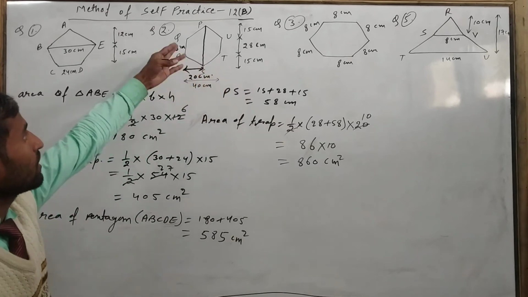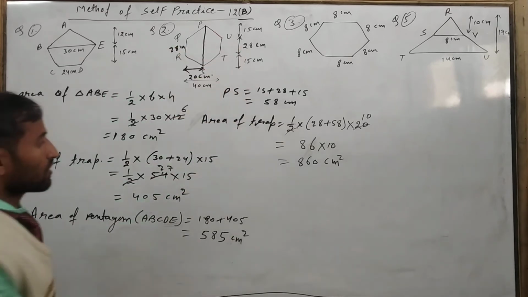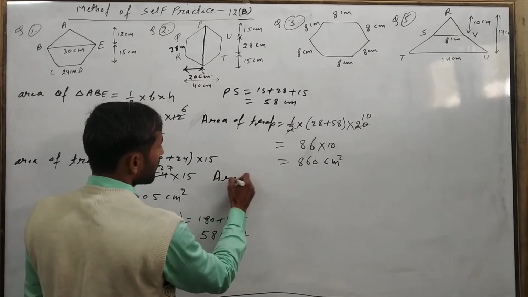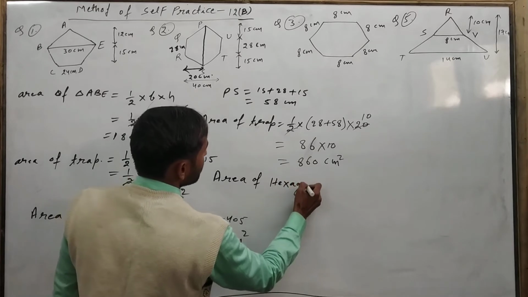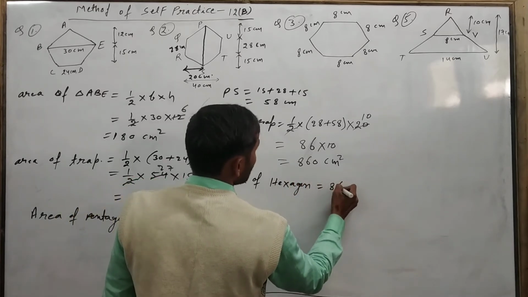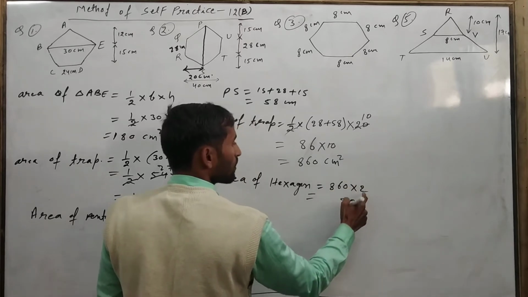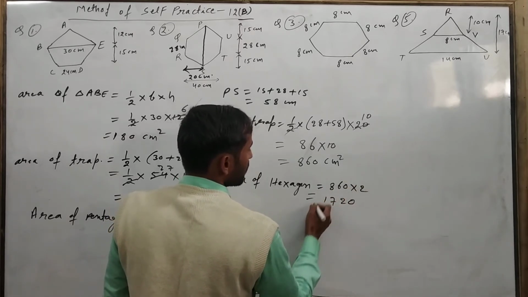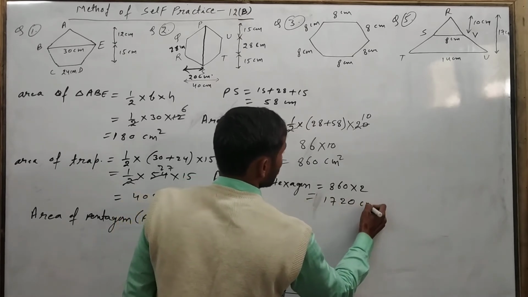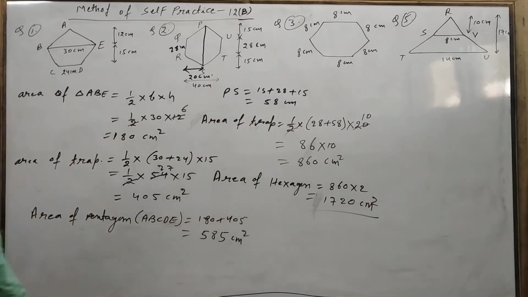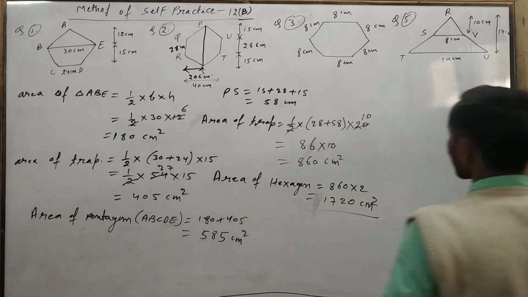It means we will double the area of this trapezium, then we will get the area of the hexagon. So directly we can write here, area of hexagon is equal to 860 into 2. So it will come 0, 6 twos are 12, carry 1, 8, 16, 17, means 1720 centimeter square. This is the final answer. Okay, so area of hexagon is 1720 centimeter square.